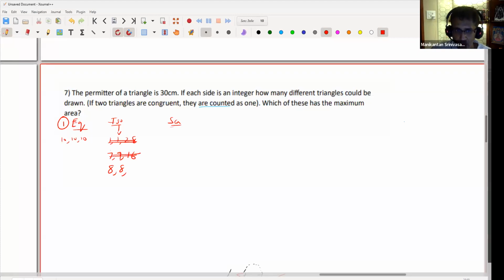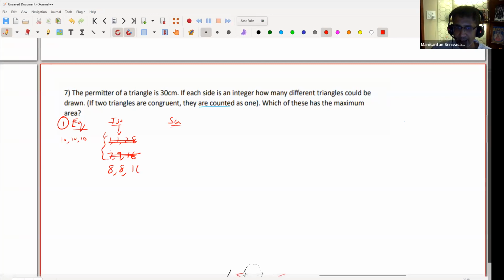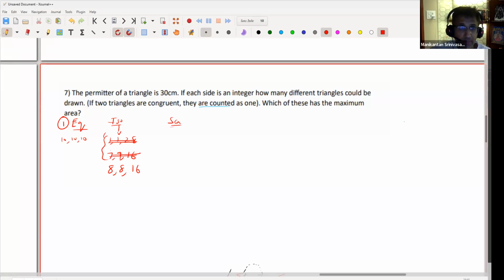In an exam situation, I would not even do all this, right? Just for explaining, I'm saying. So the starting point will be 8, 8 and 16. 8, 8 and 14, I'm sorry. 8, 8 and 14. So the next one would be 9, 9 and 12, and so on. Then this goes on till 15, 15 and 0, which is not possible.